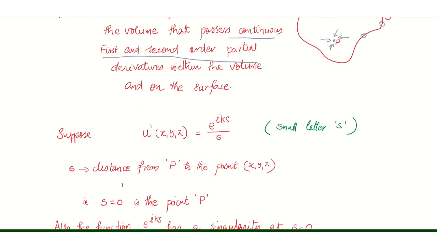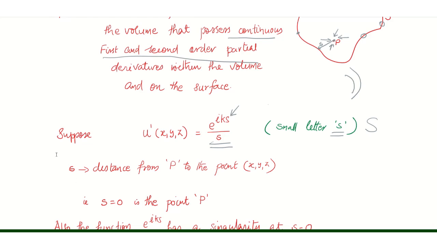Now, these secondary waves are spherical waves. Therefore, we consider a spherical wave function. And this s here, remember, it doesn't represent the surface. It is actually the distance from the point P to the surface S. Okay, that's the distance. It's a small letter s. The surface is usually represented by the capital letter S. So s is the distance from P to the point x, y, z on the surface.